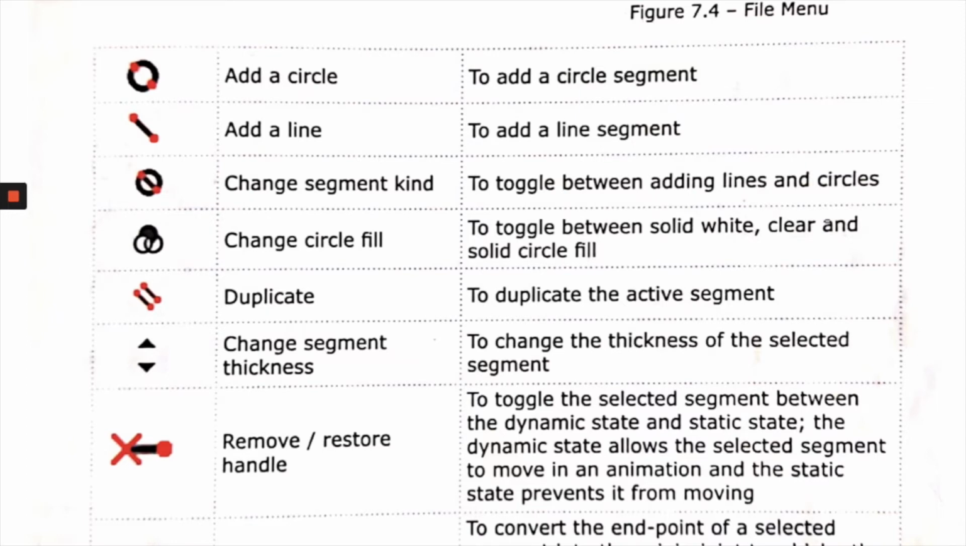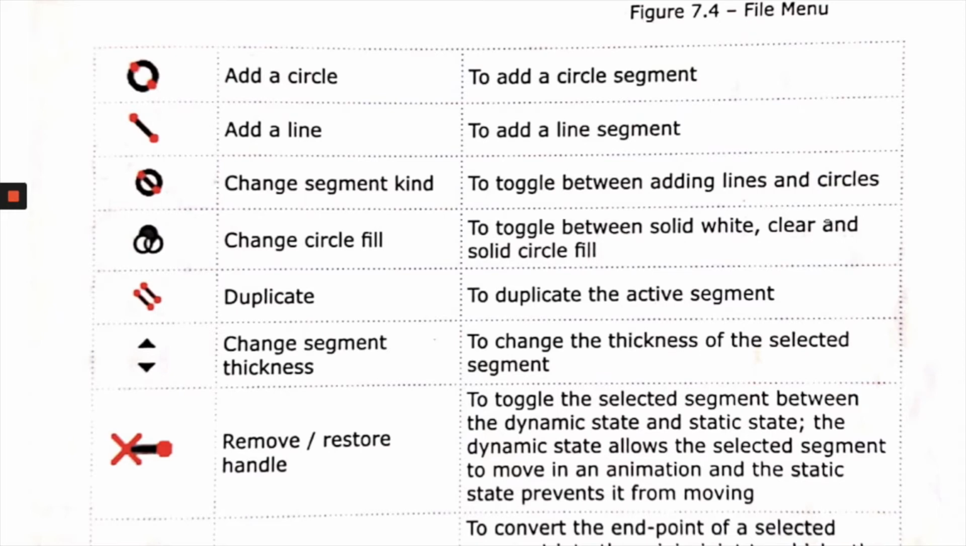Change circle fill, to toggle between solid white, clear and solid circle fill. If you want to fill it with solid color, or if you want it clear, or if you want to have a solid color fill, then this is the option that you need to use. This is used to fill the circle figures in the stick figure. Then you have the duplicate, to duplicate the active segment. If you want the same part in different parts of your figure, then you have to go for the duplicate option. Change segment thickness, to change the thickness of the selected segment. It is used to change the thickness of the given selected segment.